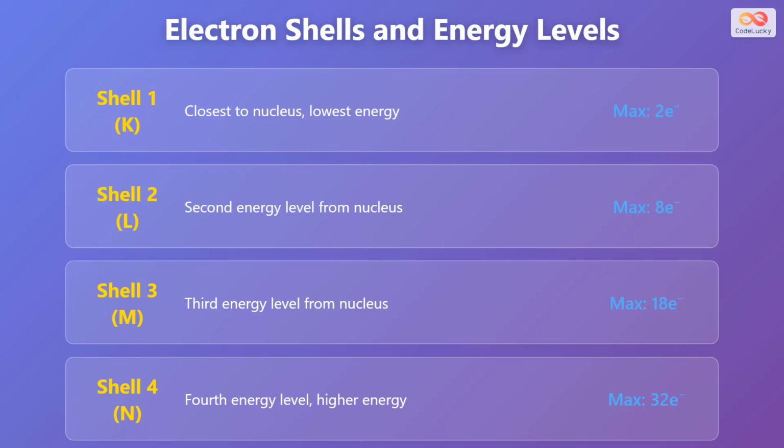Shell 3, the M shell, can accommodate up to 18 electrons. Shell 4, called the N shell, has higher energy and can hold a maximum of 32 electrons. Each shell farther from the nucleus has higher energy and greater capacity.